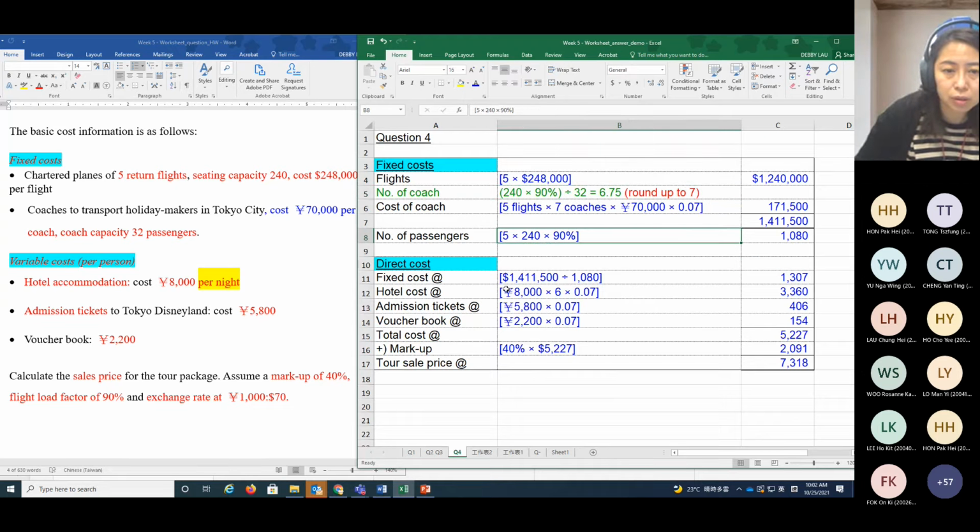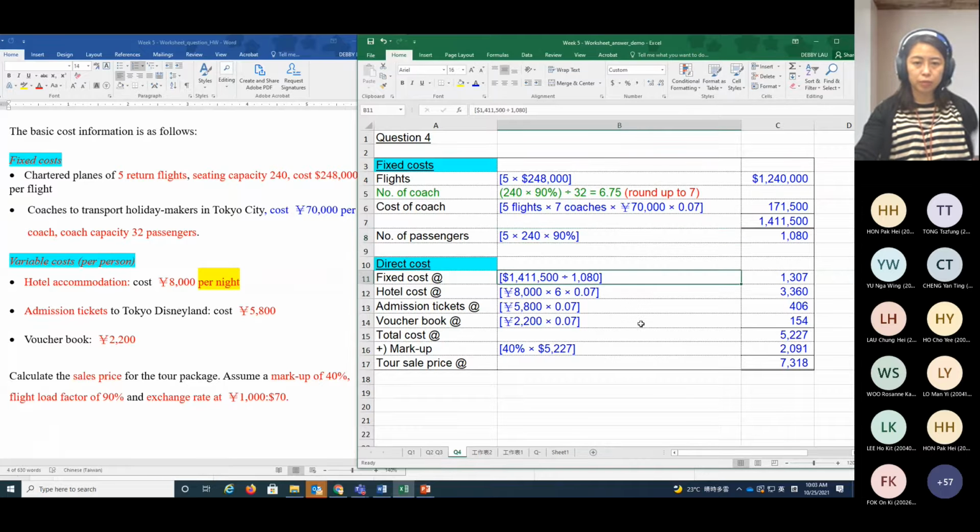Okay, so next is the number of passengers. You have to divide the total fixed cost by the number of passengers, to find out how much of the fixed cost is borne by each person.